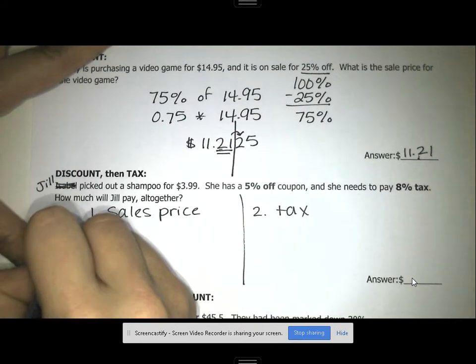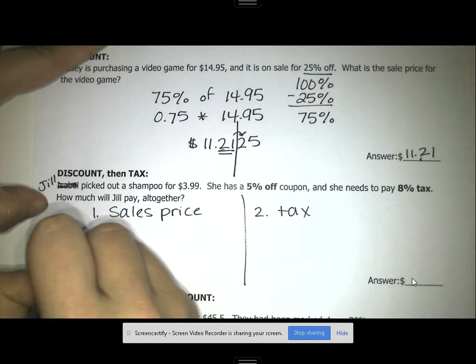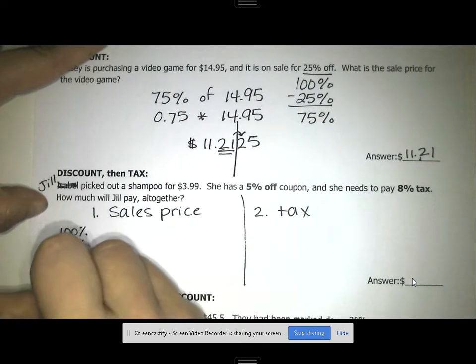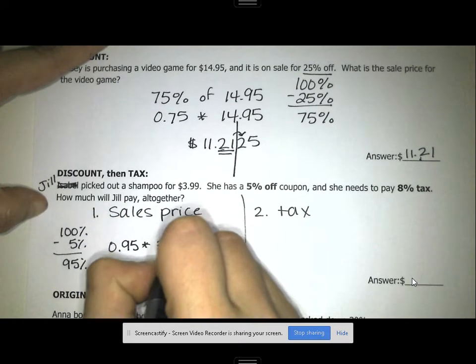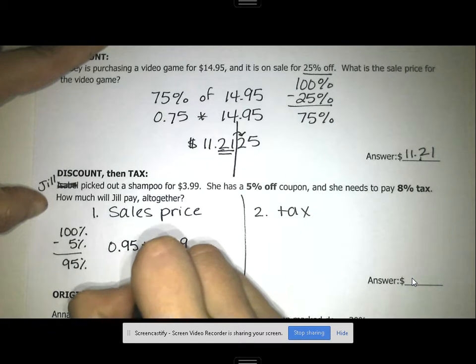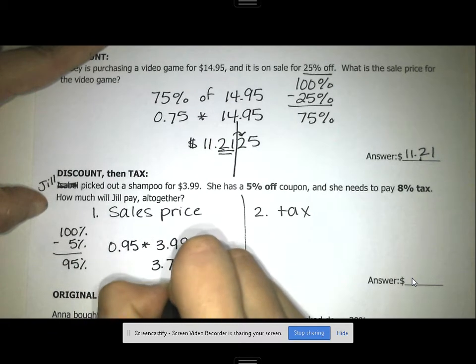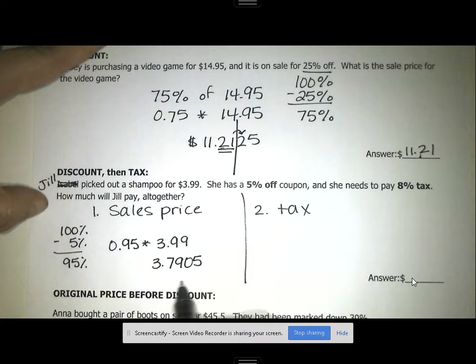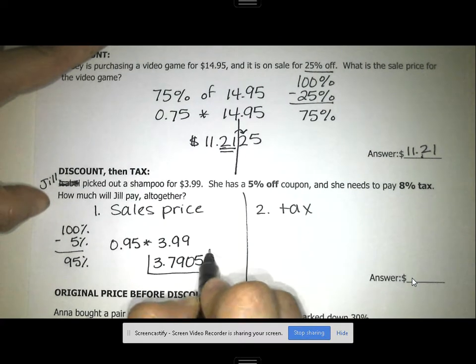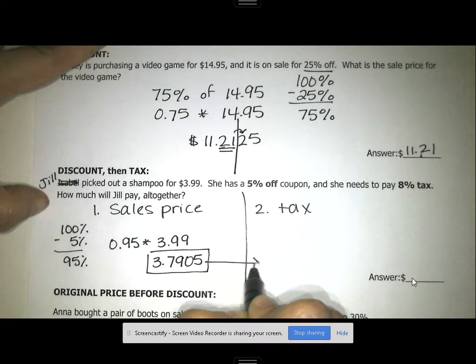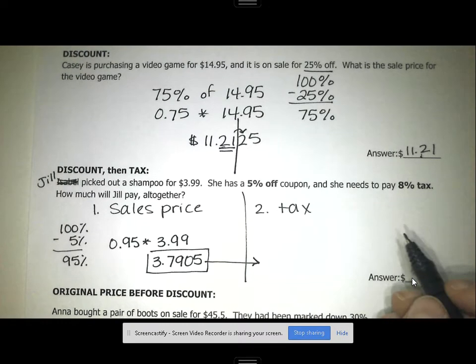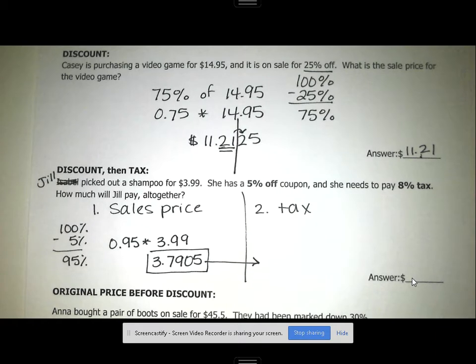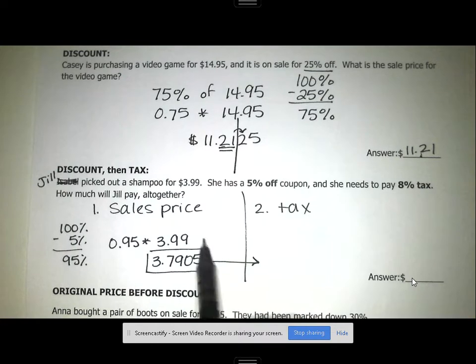So she was going to have to pay 100%. It's 5% off. She's paying 95%. So she's paying 0.95 times 3.99, which gives me a lesser price of 3.7905. Now, I know that you might be tempted to round at this point, but never round until the very end of the problem, because if you round too early, then everything after that point is going to be slightly off, and your answer might end up being a penny or two off of what the correct answer is. So anyway, here's my sales price.